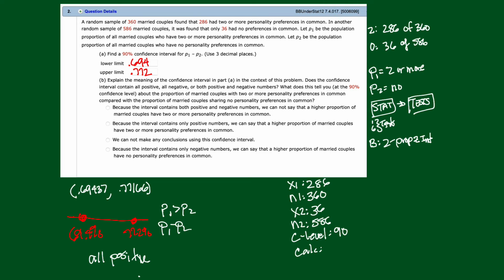So is that one of our options up here? Here's our options. Because the interval contains only positive numbers, we can say that the higher proportion of married couples have 2 or more preferences than none. Yeah, that's, I think, what we want. This is 2 or more. This is just none. All right. So this must be bigger than this one. So preferences of 2 or more bigger than nothing in common. What was this one? Just be sure. Because it contains only negative. No, that's not true. All right. So the only one that makes any sense is this one right here.